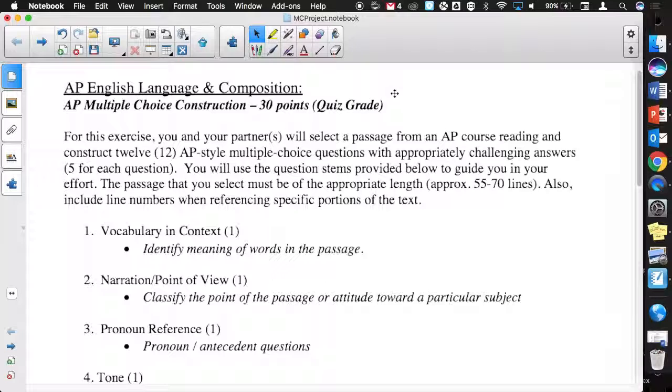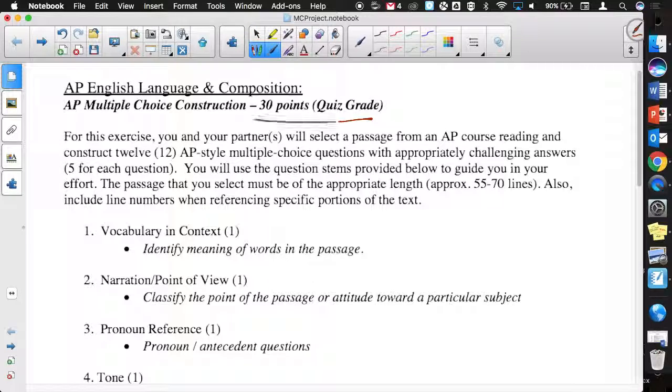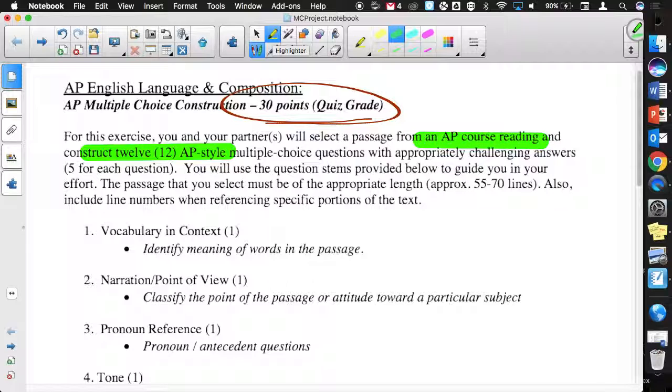We'll never know. All right, so we'll go over what it is, but it's a quiz grade, 30 points. This one's going to go in this quiz grade. You're not being graded on your accuracy in taking someone else's multiple choice quiz. Essentially, you are making AP multiple choice passage questions. You're not doing a full-blown exam. You are coming up with, in total, 12 questions based on something we have read from the course reading. So you're not doing 4 or 5 passages and 50 or 60 questions. One passage, 12 questions about that one passage.